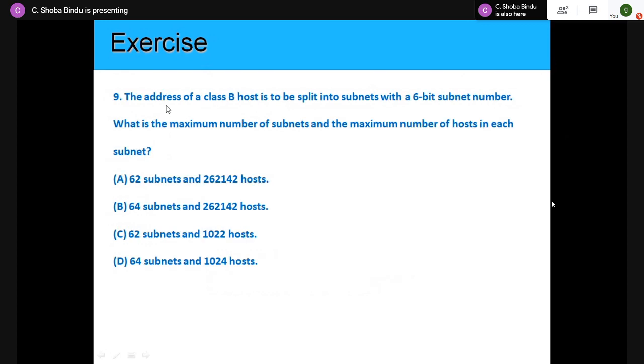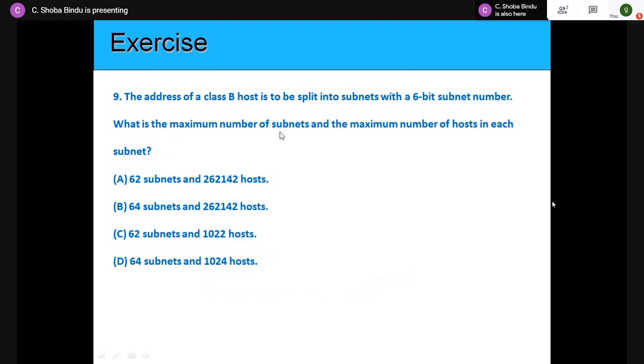Next, the address of a class B host is split. Here I am making use of the concept of supernetting, you just see. So the address of a class B host is split into subnets with a 6-bit subnet number. What is the maximum number of subnets and the maximum number of hosts in each subnet? So here, sorry, this is not supernetting.